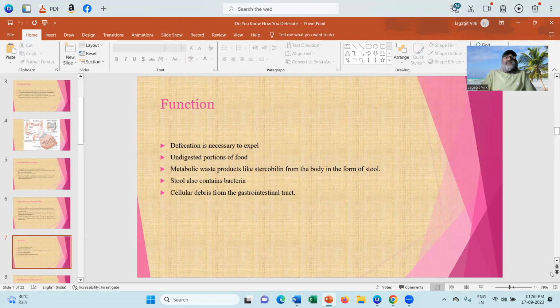Function of defecation. Defecation is necessary to expel the waste products, undigested portions of food, and metabolic waste products like stercobilin from the body in the form of stool. Stool also contains bacteria in abundance and cellular debris from the gastrointestinal tract.